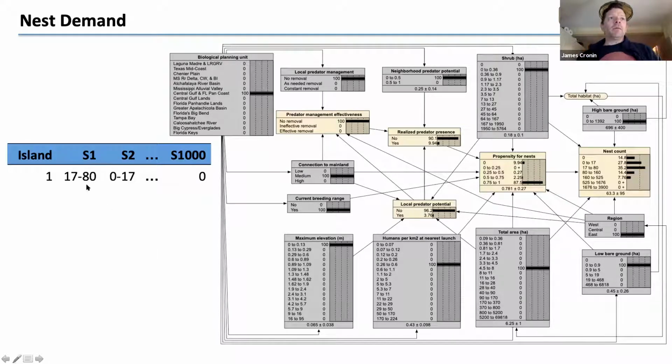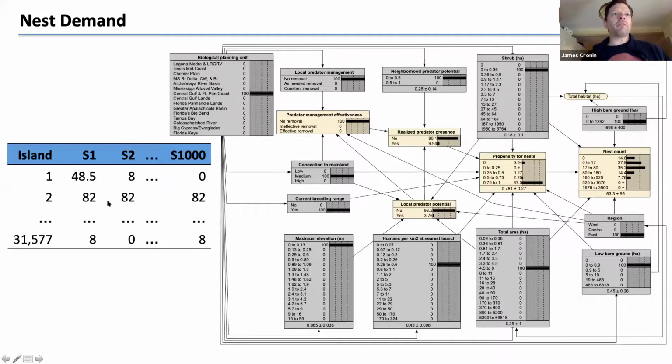We then take the midpoint. So the midpoint of 17 to 80 is 48.5, the midpoint of 0 to 17 is 8, and the midpoint of 0 is just 0. So we could do that for all 31,577 islands. Each island, we went through and we sampled its predicted probability distribution for nests 1,000 times.